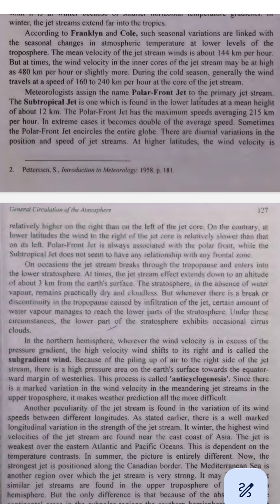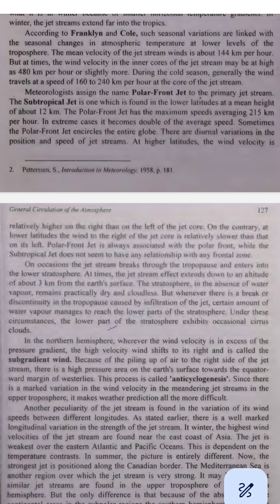Speed of the jet stream. The average speed of jet stream winds is around 144 kilometers per hour, like the speed of a fast car. During the cold season, winter, winds can go even faster, reaching speeds of 160 to 240 kilometers per hour. Inside the core, or center of the jet stream, winds can sometimes blow even faster, up to 480 kilometers per hour. That's more than 3 times the speed of a fast car.